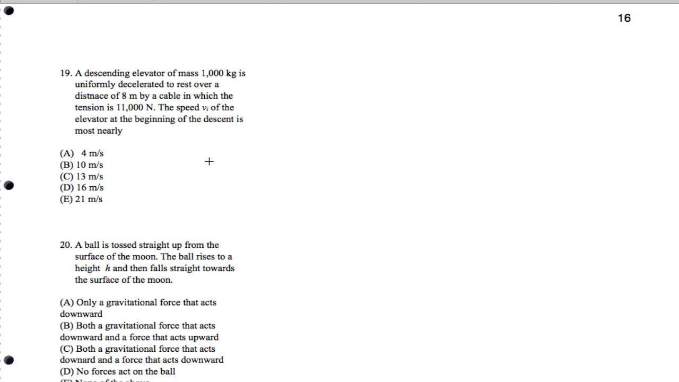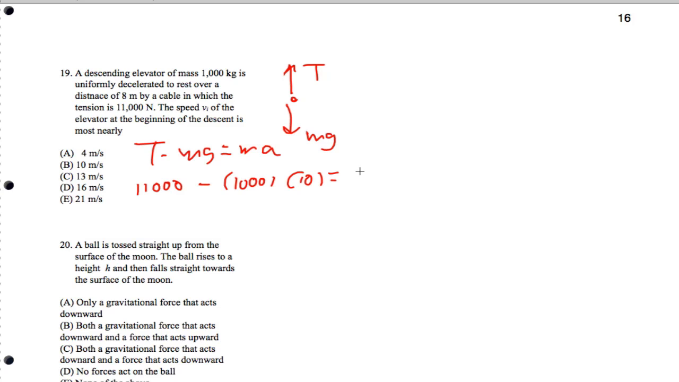Here, a descending elevator. Let's see. We got descending elevator. We got a tension of the cable. We get the weight of the elevator. So we got T minus mg equals ma. And let's try to figure this out. So we have an 11,000 Newton tension minus 1,000 times 10 equals m, which is 1,000 times A. So I'm getting A is 1 meter per second squared.